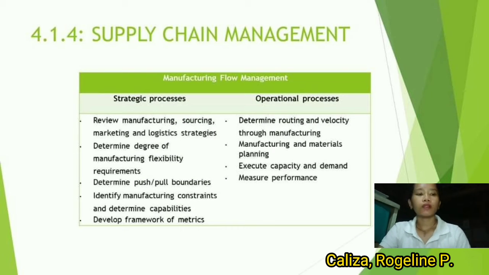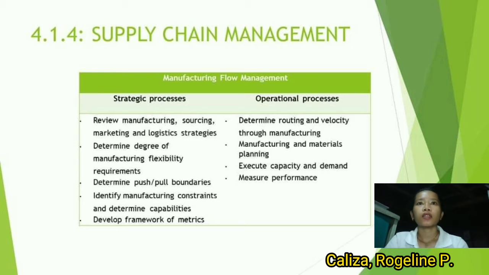I will present about the supply chain operations management framework covers several processes. Manufacturing flow management. There are strategic process and operational process. In strategic process is review manufacturing, sourcing, marketing, and logistics strategies. Is need to know the improvements of products or productions. Determine degree of manufacturing flexibility requirements is need to know the relationship between supplier and customers.